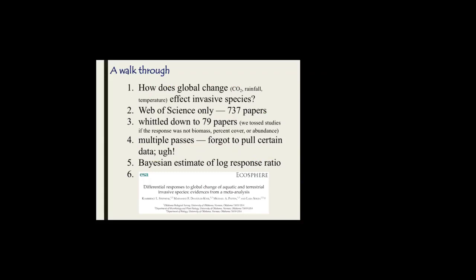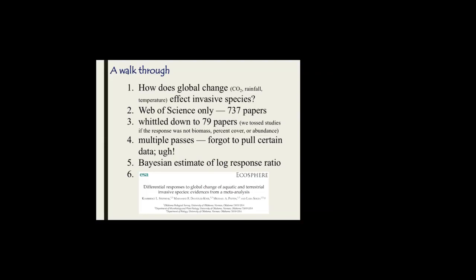So I'll walk through a quick example of a paper we published last year. We were specifically interested in invasive species, and this is just to show you the kinds of results you can get, and whether or not these global change drivers, so elevated CO2, rainfall, temperature, had an effect on invasive species. We restricted our search to Web of Science, and in fact, it was just a subset of journals we were considering. You can see we whittled down quite a few of the papers. It became just a little more than 10% of the papers.